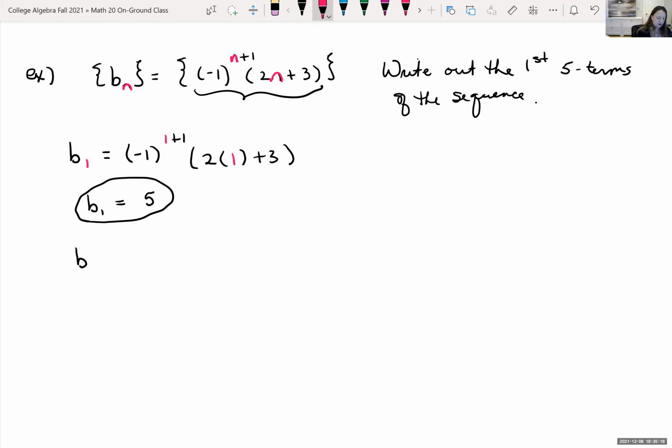We can find the second term by plugging in 2 wherever we see an n in our formula. So we have -1 raised to the 2 plus 1 power. That's -1 cubed, which remains negative. Inside the parentheses we have 2 times 2 and then plus 3. So 4 plus 3, which gives us 7. So b sub 2 is 7.